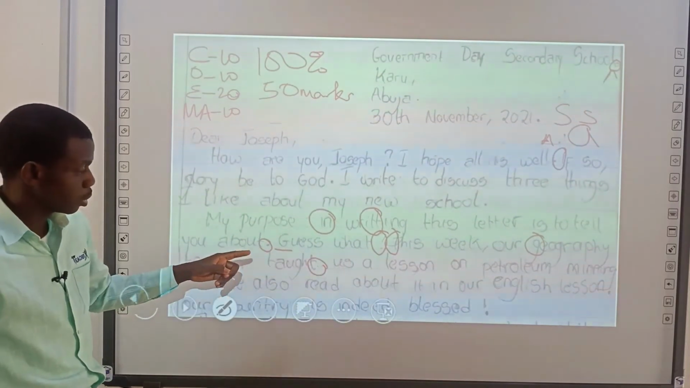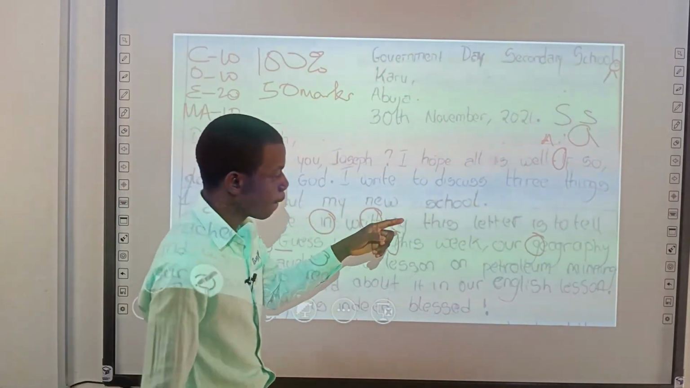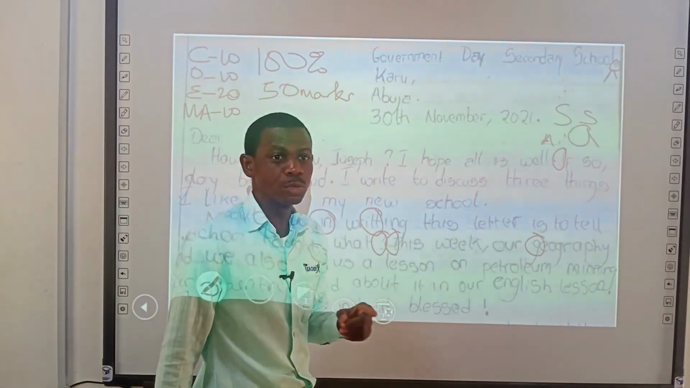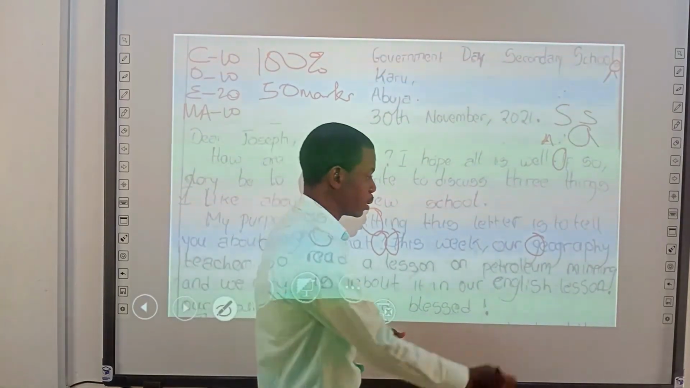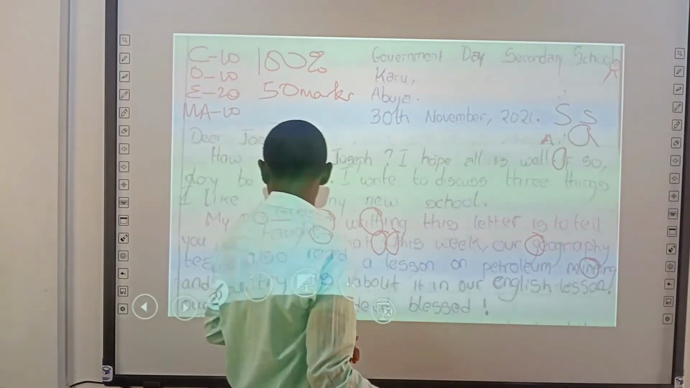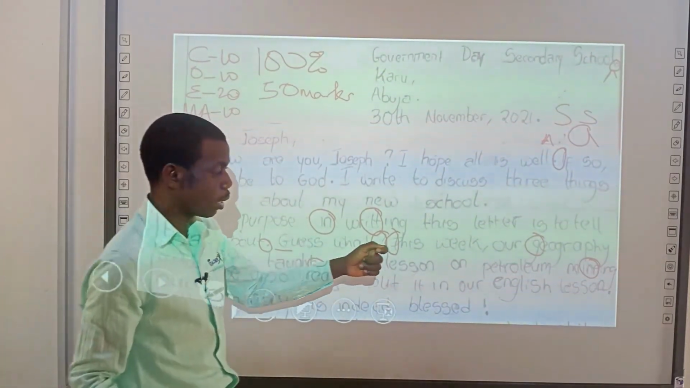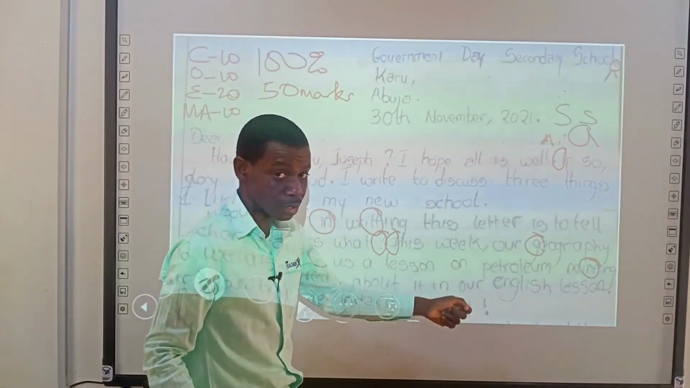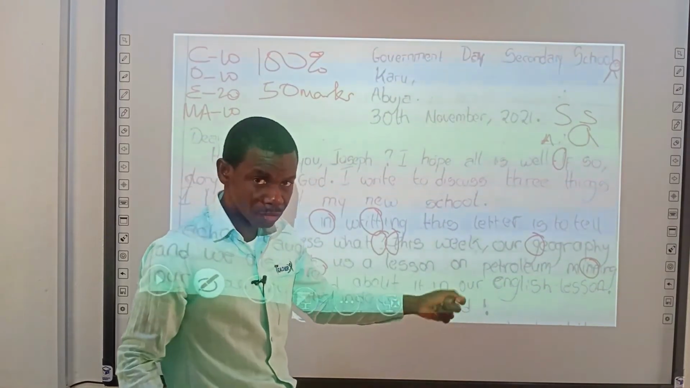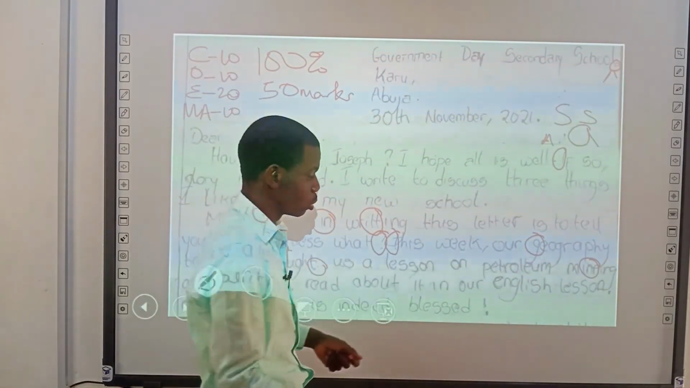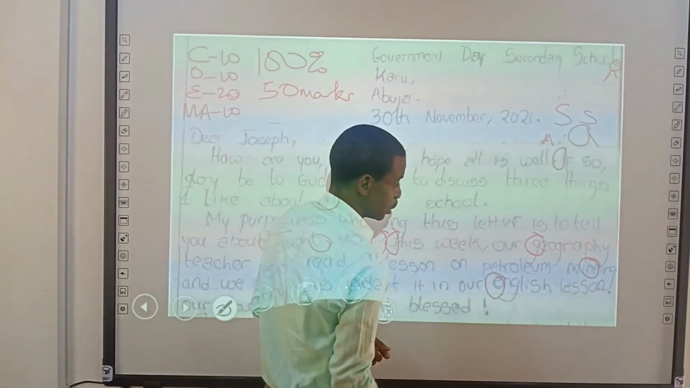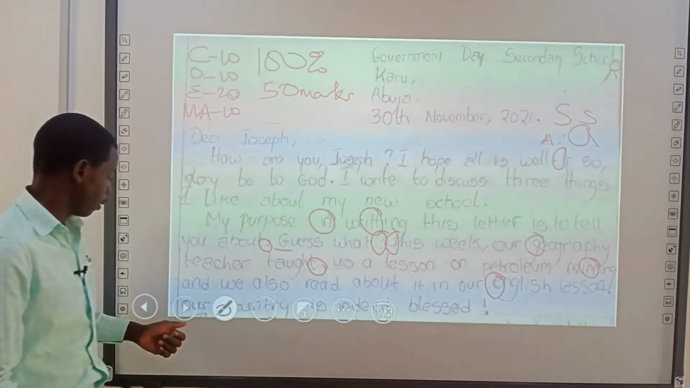Geography teacher taught us a lesson on petroleum mining. Mining should be one N, not double N. So we also ring that one out. And we also read about it in our English. Remember, English should not be written like this for any reason. So the E should be capital. We ring that out. Full stop.